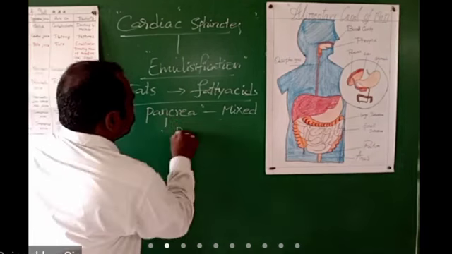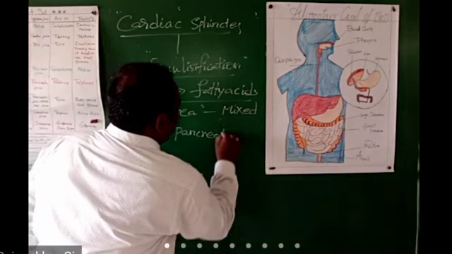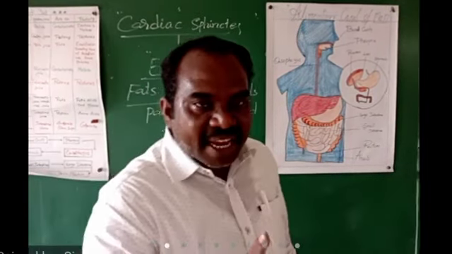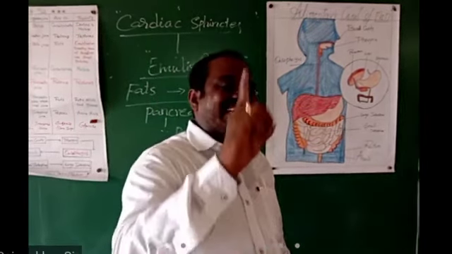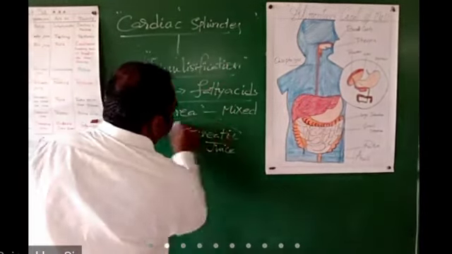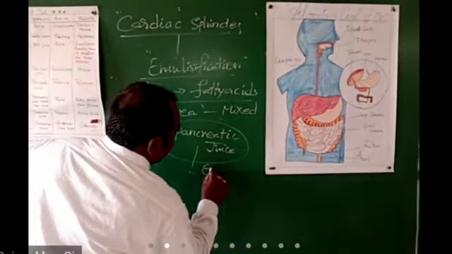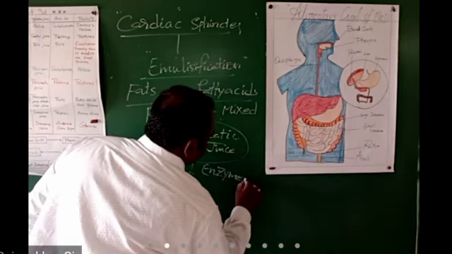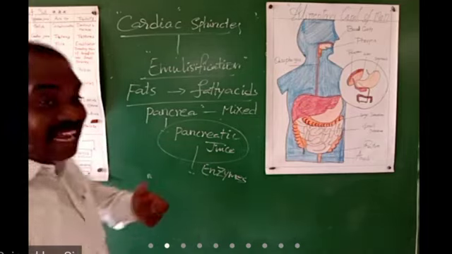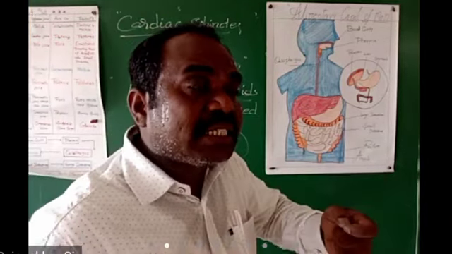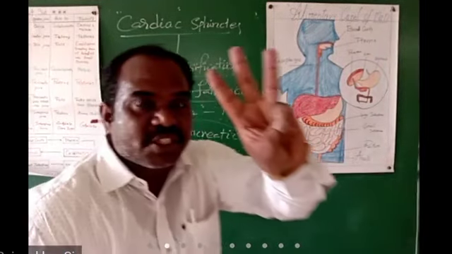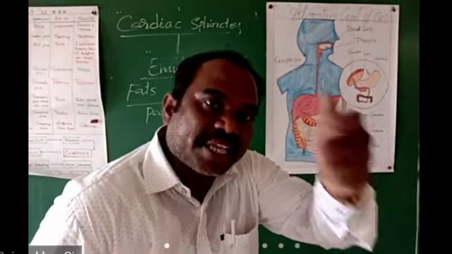Exocrine pancreas secretes pancreatic juice. Pancreatic juice contains enzymes. What types of enzymes are present in pancreatic juice? Three types of enzymes are present in pancreatic juice.